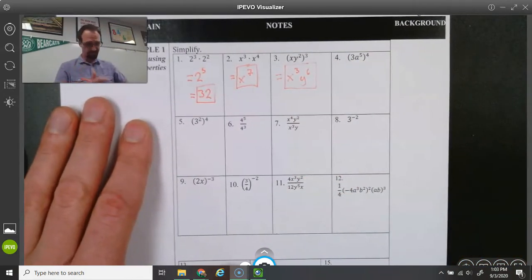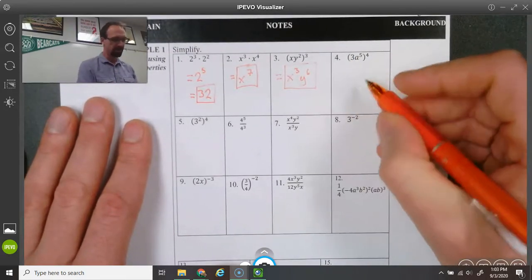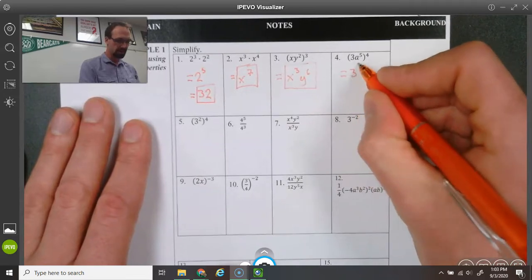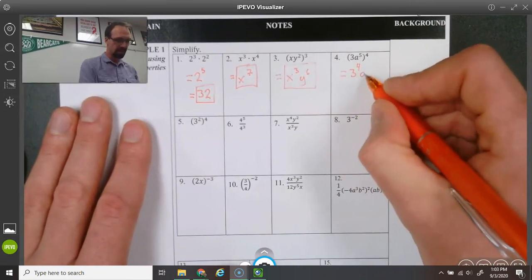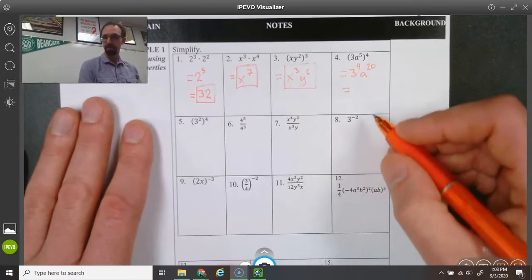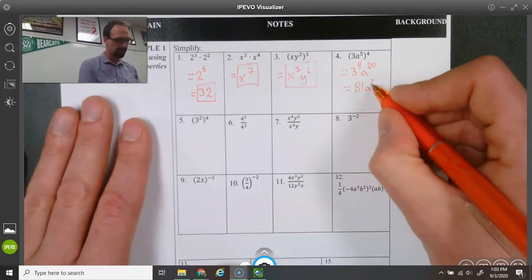The next one, 3a to the 5th, and then all raised to the 4th power. So what we're going to have is 3 to the 4th, and then a to the 20th. I can simplify 3 to the 4th. 3 to the 4th is 81, so I have 81a to the 20th.